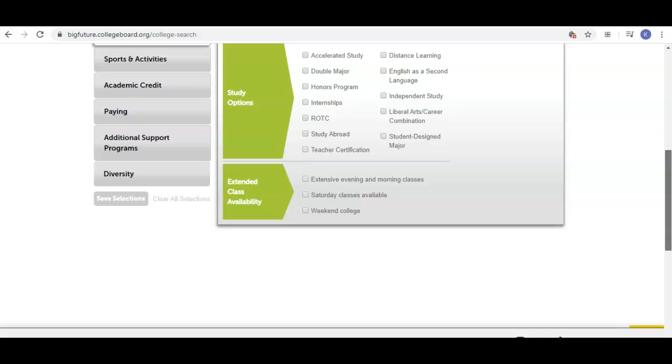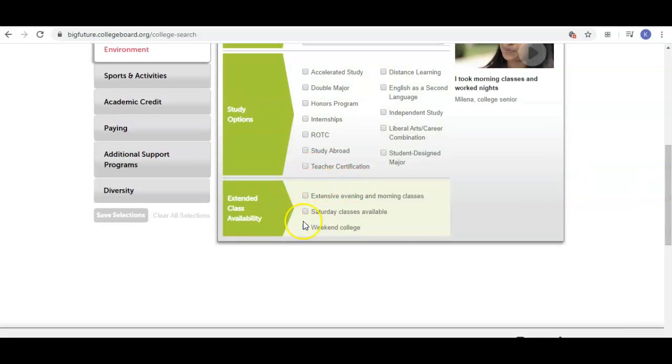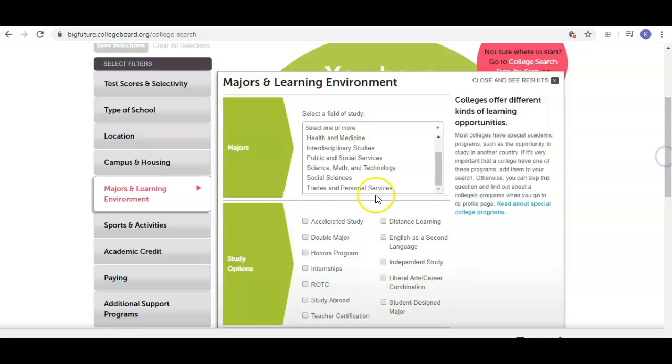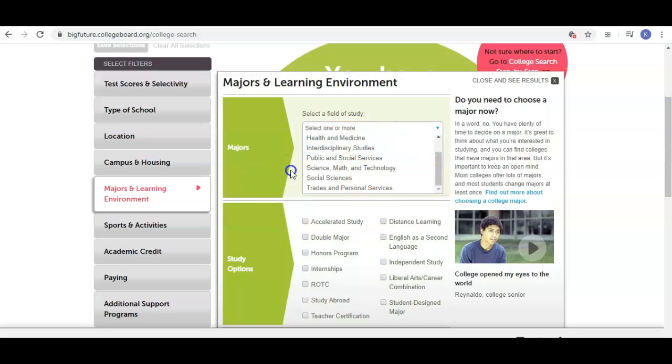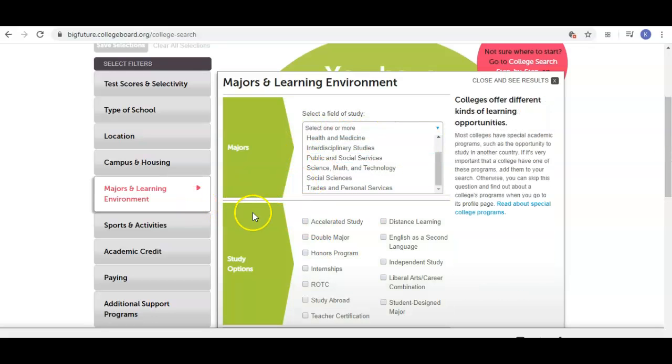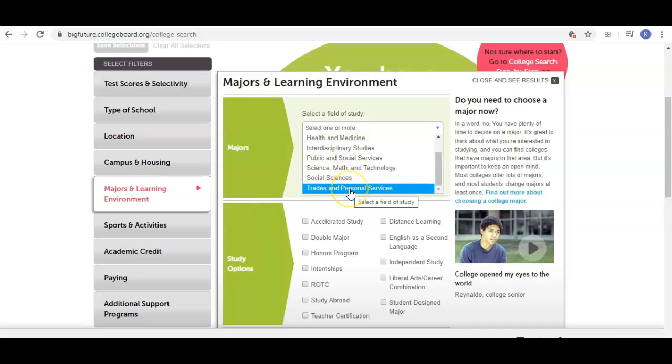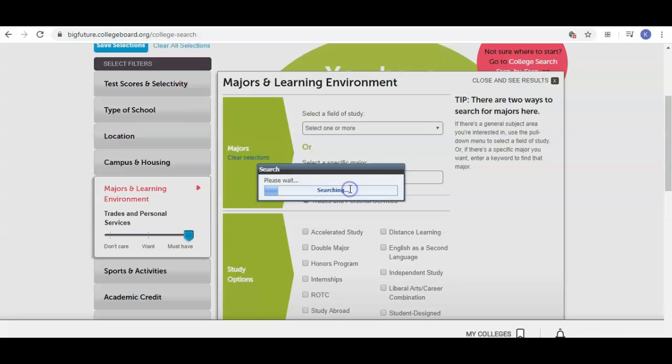And then don't worry about the bottom, unless this is important if you're staying at home. If you're staying at home going to CUNY, they have all this. So again, this page is important if you know what you want to study and you want to click away and narrow your schools down by that. I'm going to click trades and personal service just to have that up there.